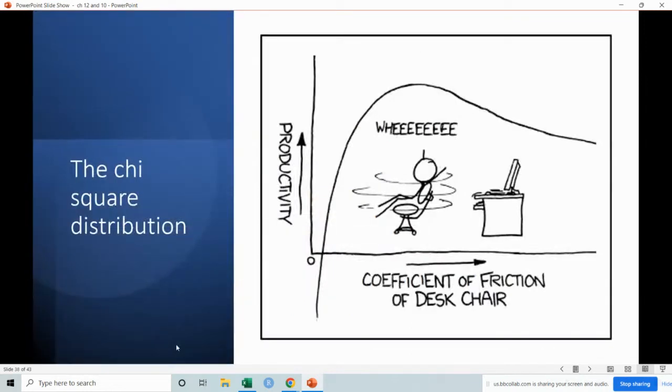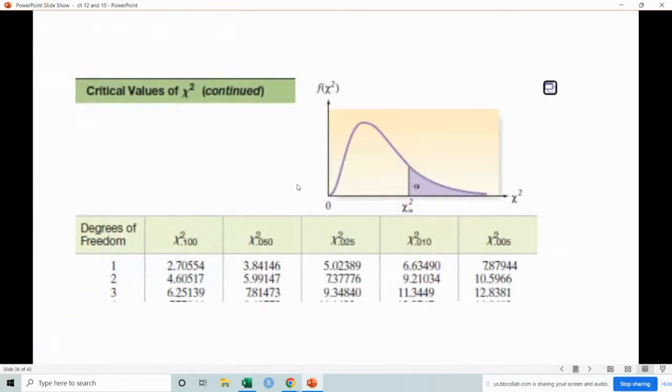So, many weeks ago, we talked about this chi-square distribution. This is where it comes into importance, because these contingency tables are based around the chi-squared curve. So in this case, coefficient of friction of desk chair has a chi-squared relationship to productivity. All right, so how do we read a chi-squared? We're interested in this tail over here of our chi-square curve. And you can see the chi-square kind of looks like a squiggly X.